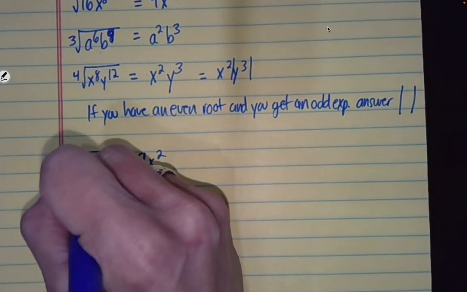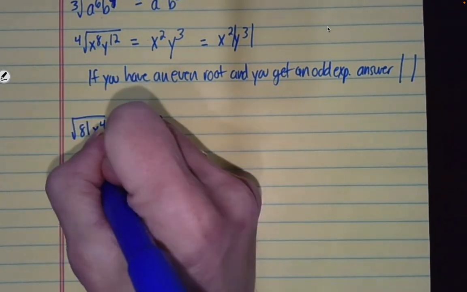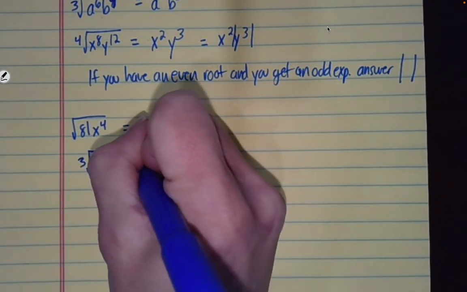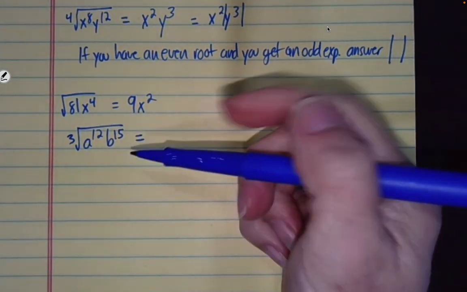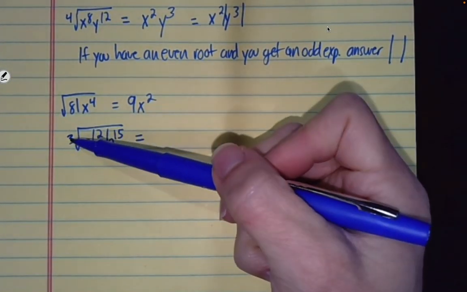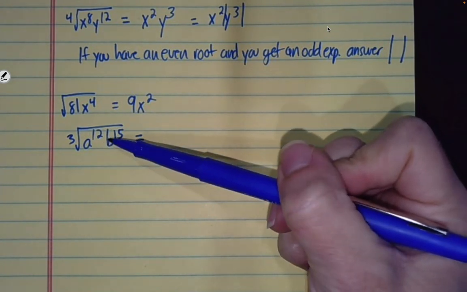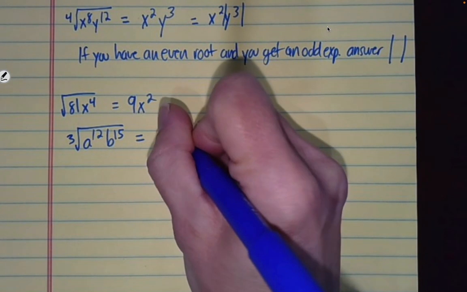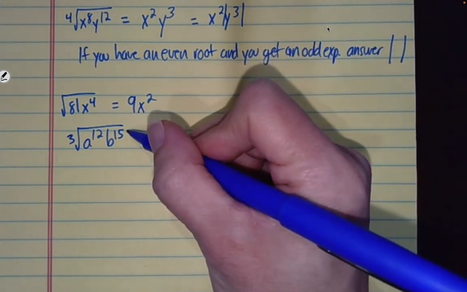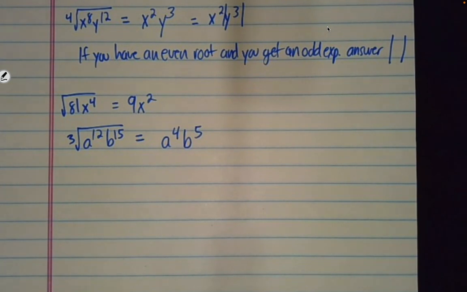If I have the cube root of a to the 12th, b to the 15th, no absolute value on that one because it's an odd index, or an odd root. So do y'all know how to simplify it? What's 12 divided by 3? A to the 4th. And what is 15 divided by 3? There we go. You just divide.